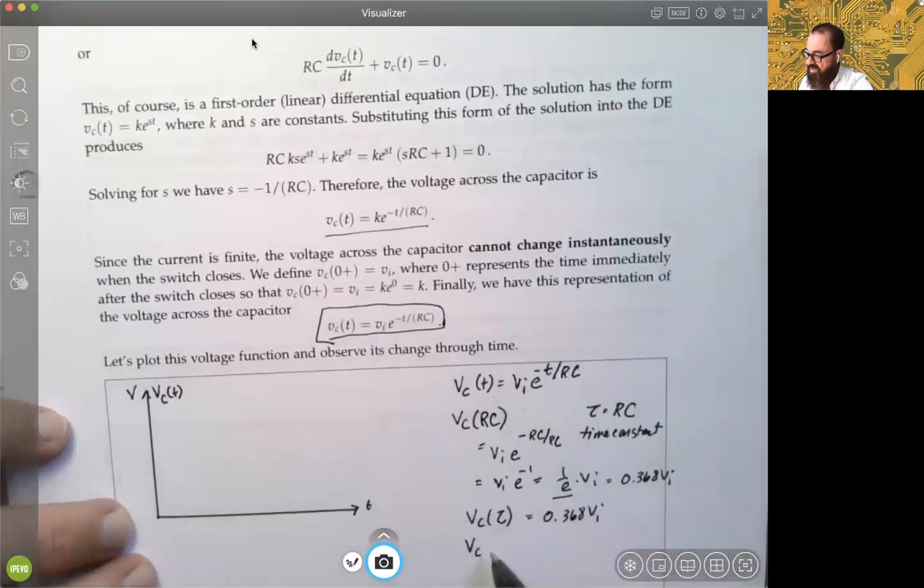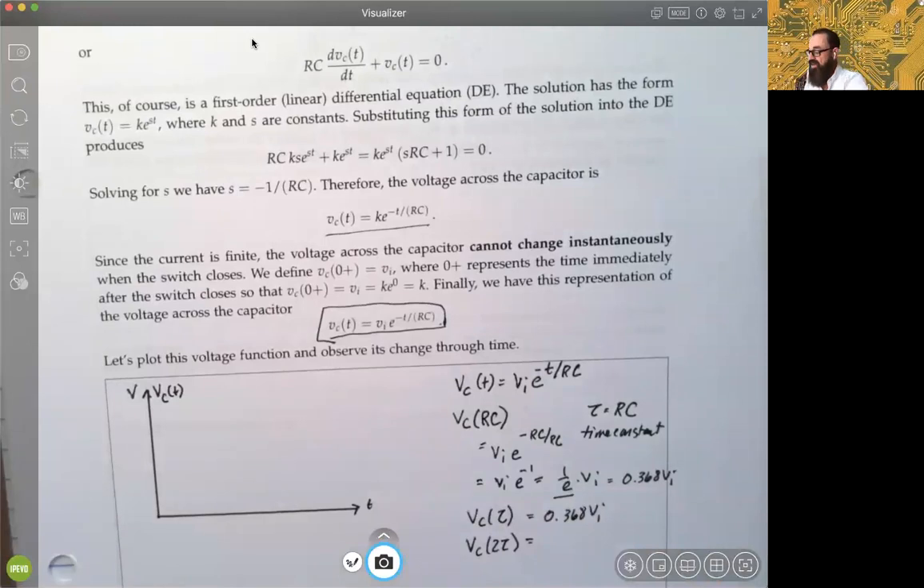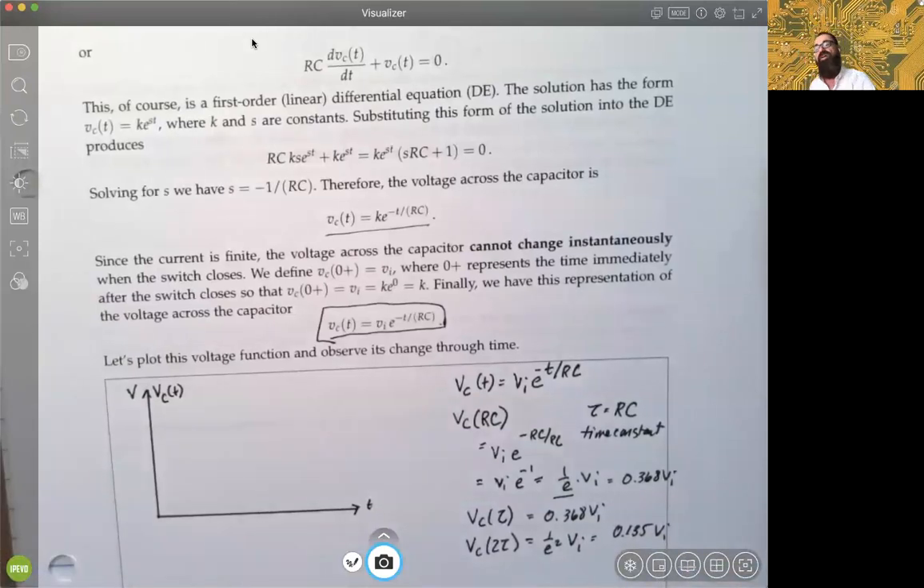If you were to plug in 2 tau, in other words twice the RC value, then you would end up with 1 over e squared times the initial voltage. That's just going to be 0.135 times the initial voltage. So time constants are a very common way of describing the degradation in your voltage through time, for capacitances that are wired up with resistances, loads that are going to absorb the energy.